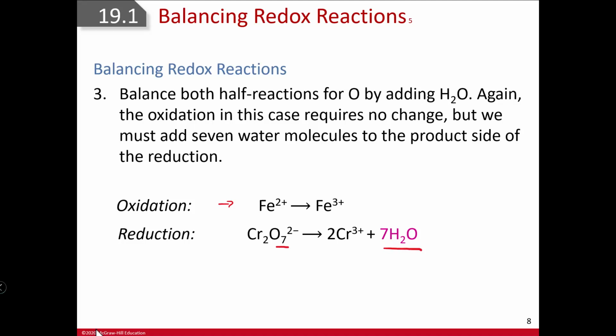You say, well, this isn't balanced. You're right, we haven't looked at the hydrogen yet, but all we're doing right now is focused on balancing the oxygen. So that's step 3. Step 1, break it out into its redox half reactions. Step 2 is to balance all elements other than oxygen and hydrogen. Step 3 is we balance the oxygen by adding water to the other side.